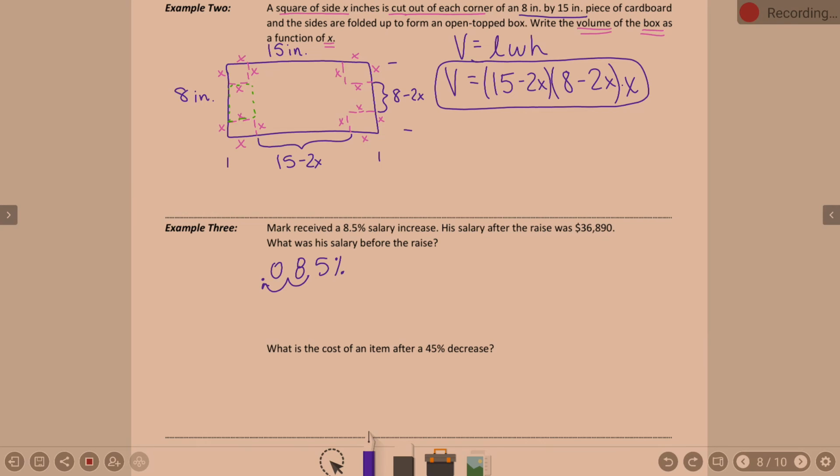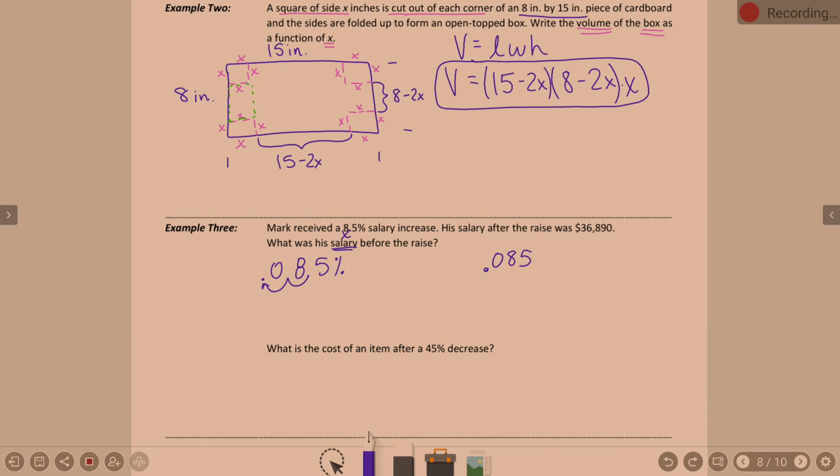So, okay, let's use the idea that Katie says when she goes to the store, something's 40% off. She's going to take that item price and multiply by 40%. Now, what is the price of the item? That's what I don't know here, because in this case, what was his salary? X. We're going to use X.